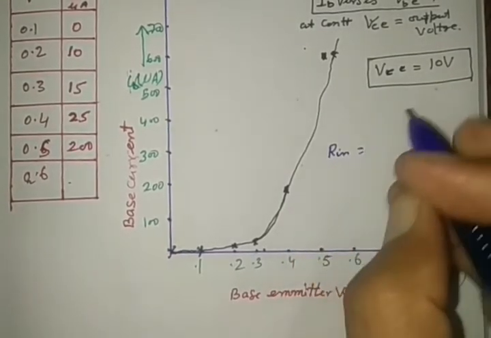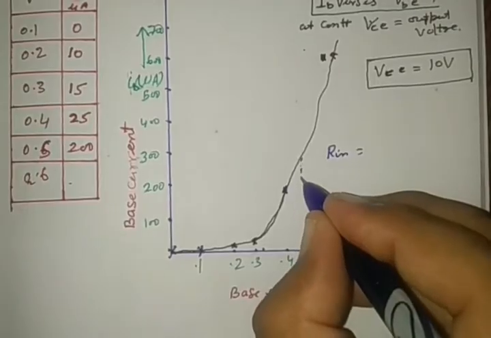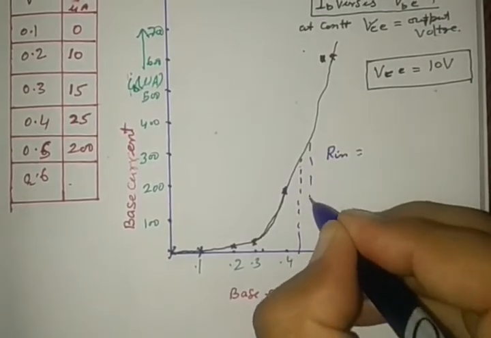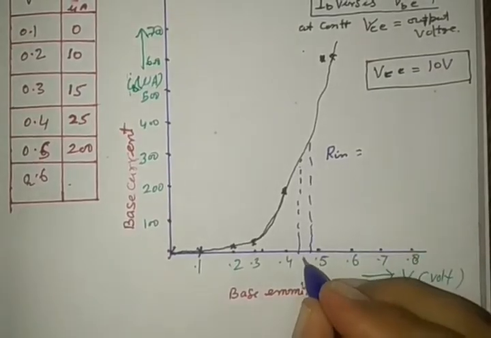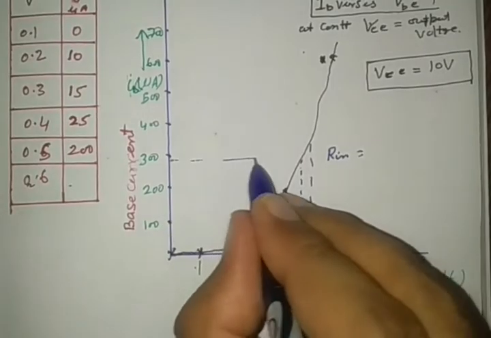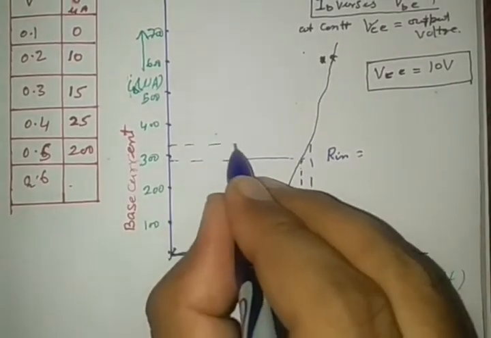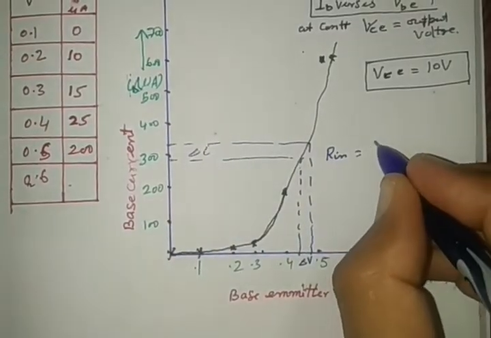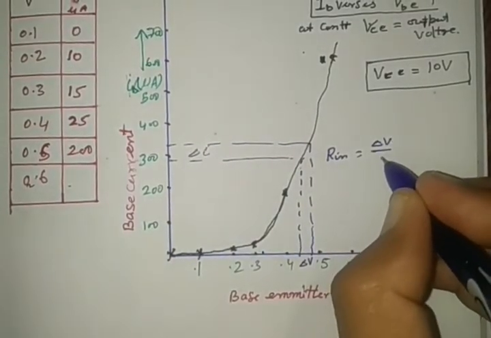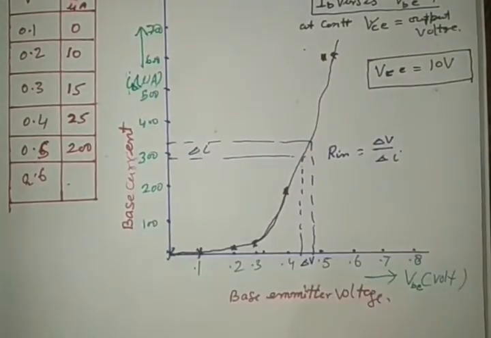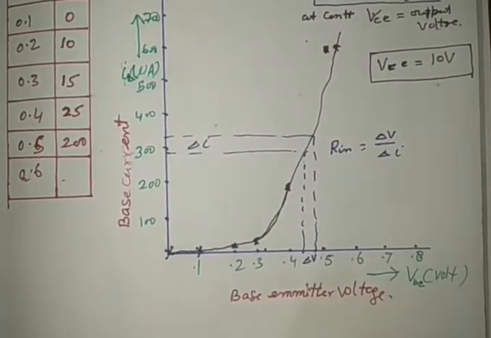So here the input characteristic is denoted by input resistance. See in the diagram, the x-axis denotes change in voltage, and the y-axis denotes change in current. Input resistance is change in voltage by change in current. This graph gives an important result. What is this important result?